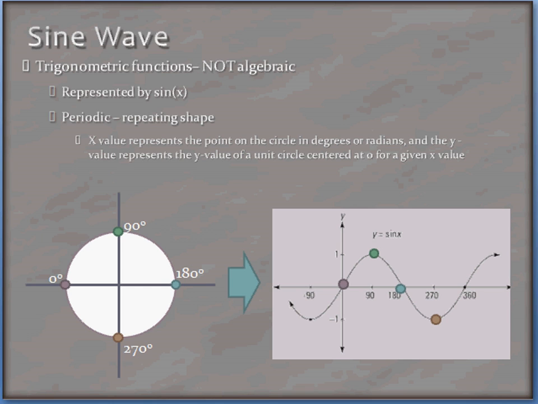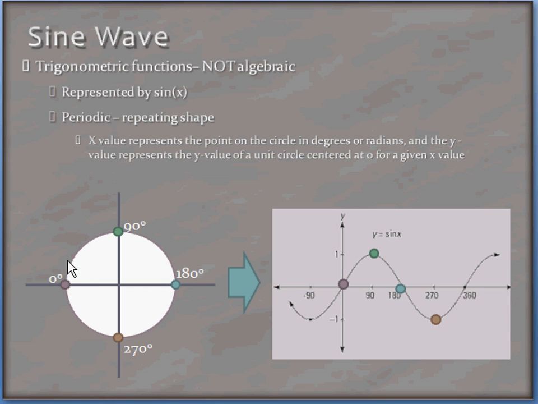Let's look at what the sine and cosine function really represent. The function represented by sine x is shown here. As we discussed, it's a periodic or repeating shape. The x value represents the point on the unit circle in degrees or radians, and the y value represents the y value of the unit circle centered at 0 for a given x value. What does this mean? Let's take a look at our unit circle.